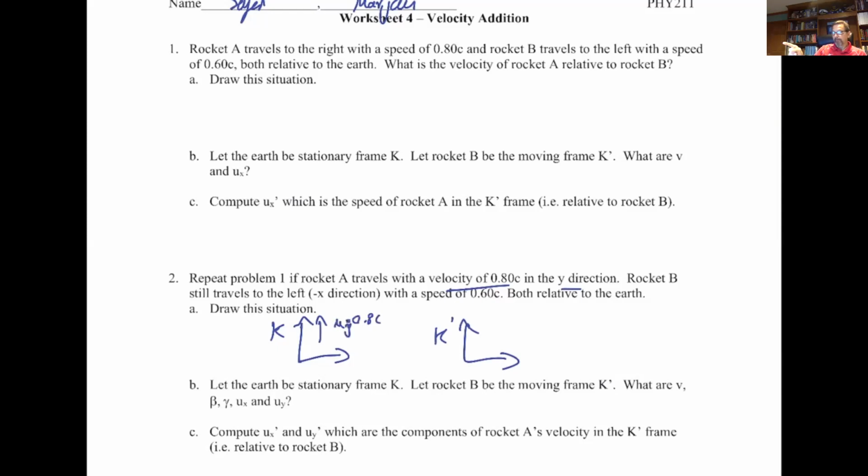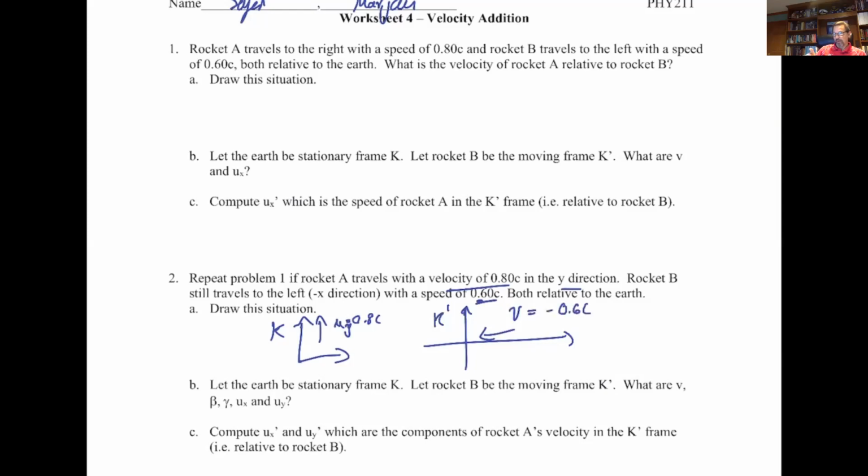Now, rocket B is supposed to be the moving frame, and it's going in the other direction. You're just going to make it negative, right? So I'm just going to do this. Yeah, there you go. And that's got a velocity V. And what's its velocity? Well, it's obviously 0.6 c. And it's negative, right? Yeah, so it's negative 0.6 c. But wait, this is our v. Just call this v. That's just v. Okay.